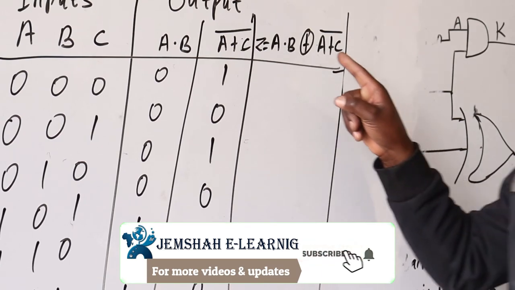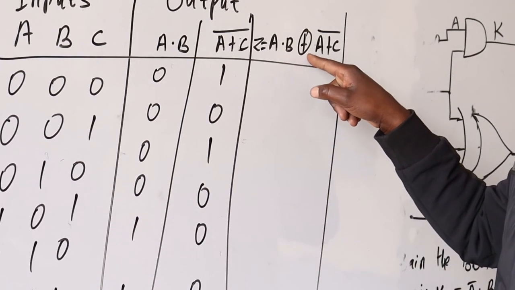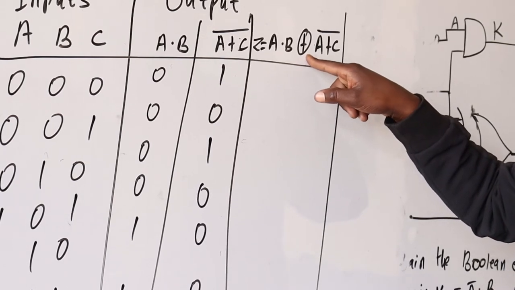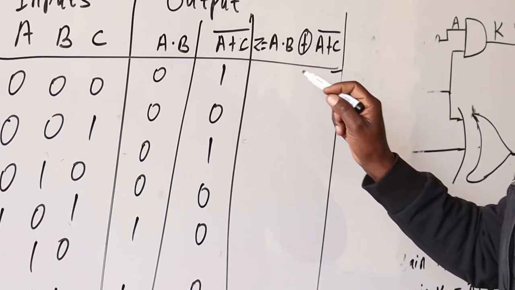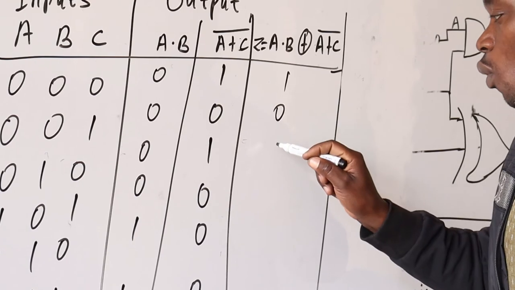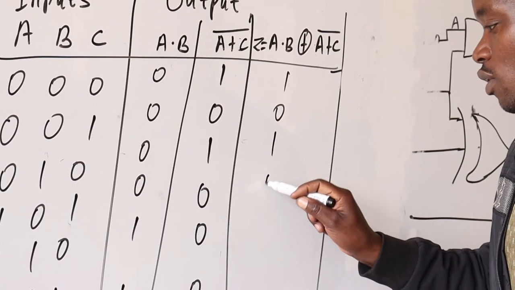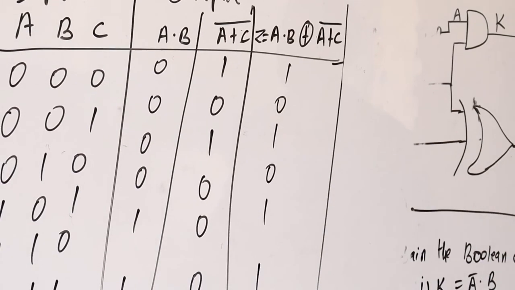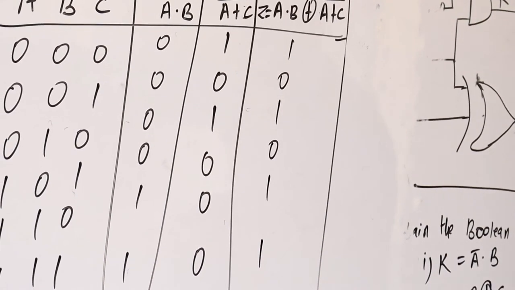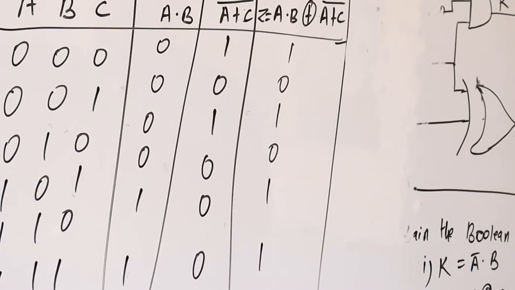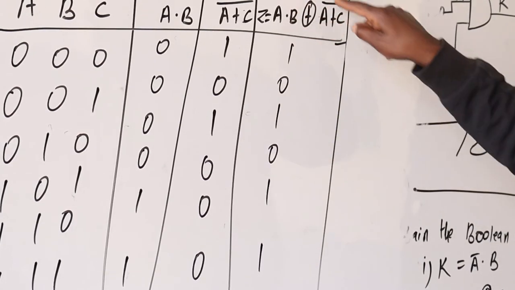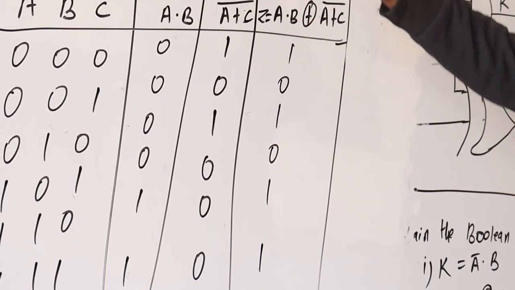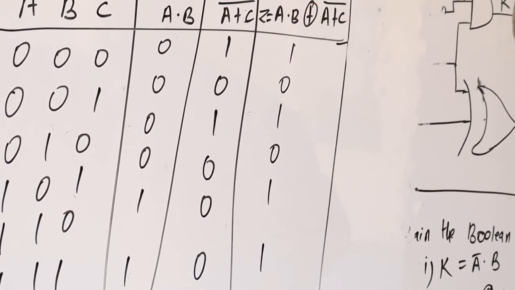So an exclusive OR is supposed to do what? It's supposed to give us an output when either of the inputs is at logic 1. So it will be here 1, here it will be 0, 1, 0, 1, and 1. So already we have completed the table. So what's remaining before we finish our lesson is what? To draw the combinational logic circuit for the output, or just to draw the logic circuit of the output Z.